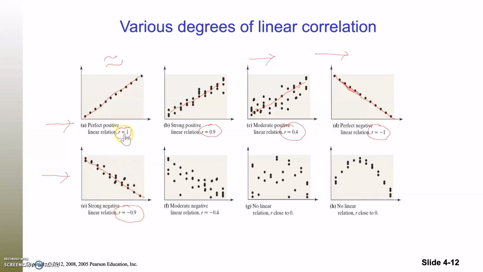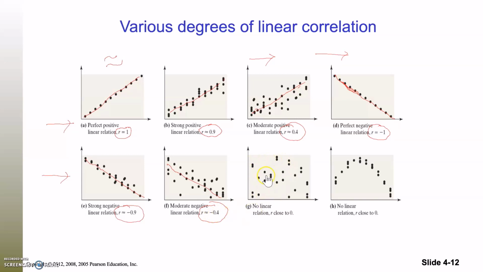Look at this here. R was positive, R was positive, R was positive. So when there is a positive correlation, the value of R is positive. When there is a negative correlation, the value of R is negative. Look at this one. The dots are not perfectly on the line, but still close to the line. So this is an indication of a moderate negative correlation. And look at the value of R. It's close to -0.4.